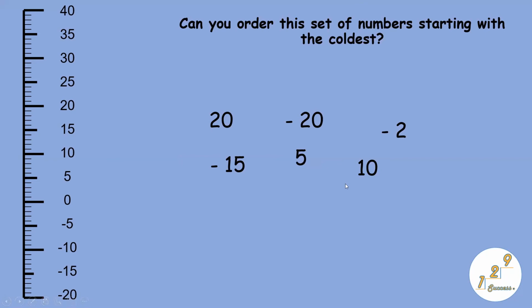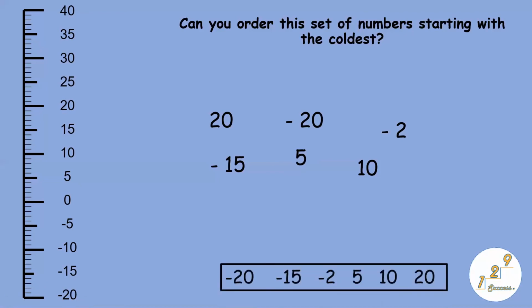So I hope you've labelled that, and that should have made it much, much easier, because the ones furthest to the left, or in this case, lower down, are going to be your coldest, and as we move up, up, up, or to the right, our numbers are getting bigger, and so they're getting warmer. And so our answers have appeared on the bottom of the screen. Check that you got it right. -20, -15, -2, 5, 10, and 20.